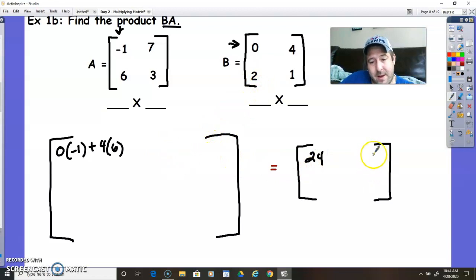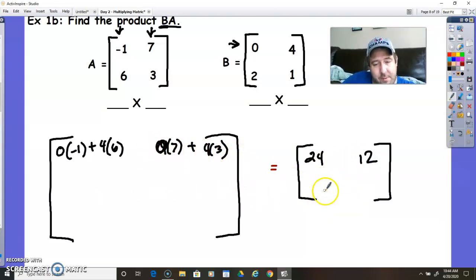Now I want to find first row of the first one times second column of the second one. All right, so that would be 4 times 7, which is 28. Add that to, oh wait, I did that wrong, didn't I? 0 times 7, and then 4 times 3. So that's 0 plus 12 makes 12.